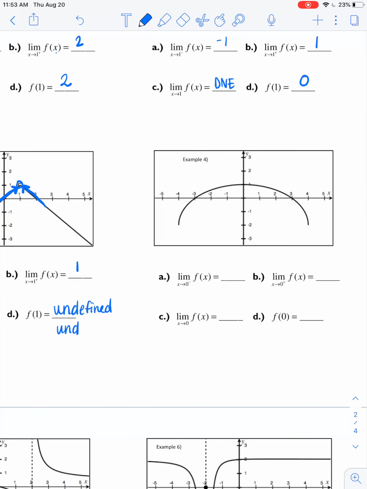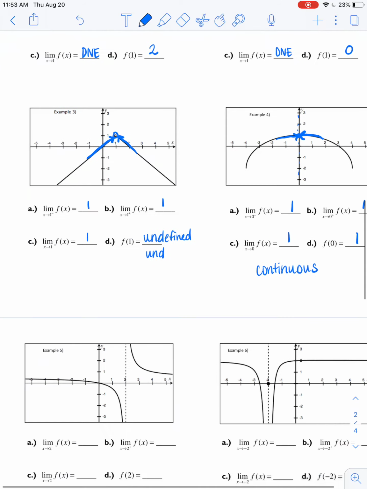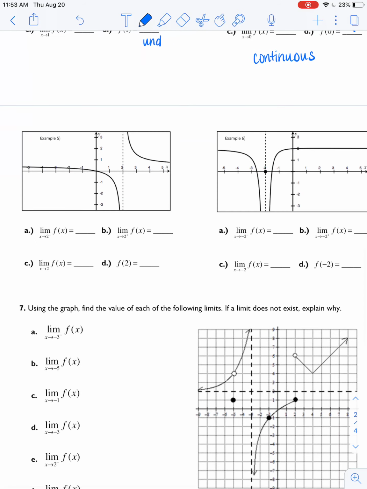Number 4, limit as x approaches 0 from the left. So here's 0 from the left, that's approaching 1. From the right, also approaching 1. And so then the limit as x approaches 0 of f of x is 1. And then f of 0, I just look at the graph value. There's no hole or anything there, so I know it is just 1. So in this case, all of them are the same. And that's something called continuous, which we will talk about in the future. All right, we've got a few more examples left.